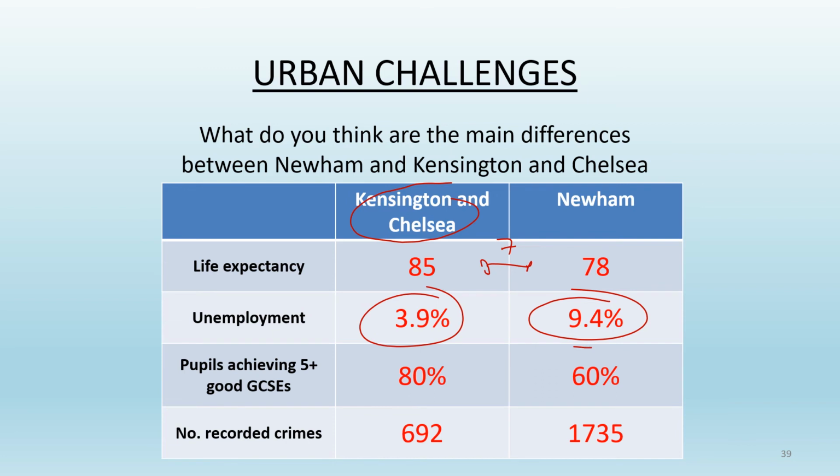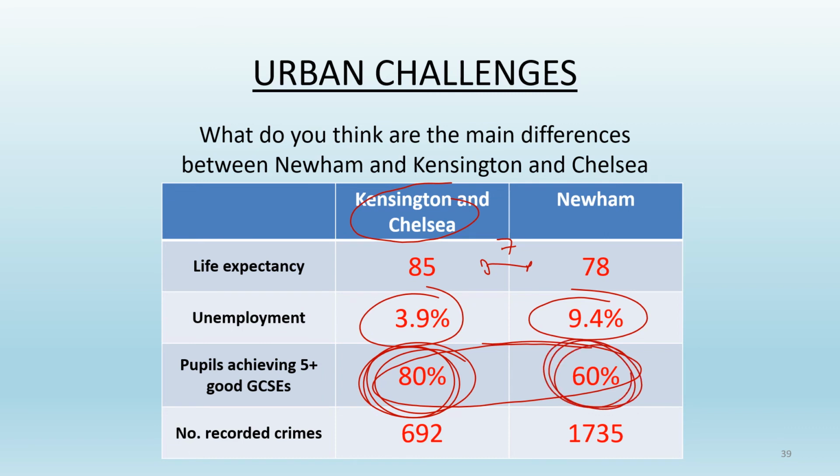probably due to the number of people leaving school with good GCSEs. 80% of people are leaving school with at least 5 good GCSEs in Kensington and Chelsea compared to just 60% in Newham. Now you need to try and look at these stats and compare and link them together.